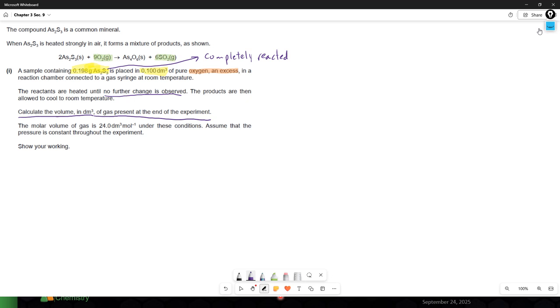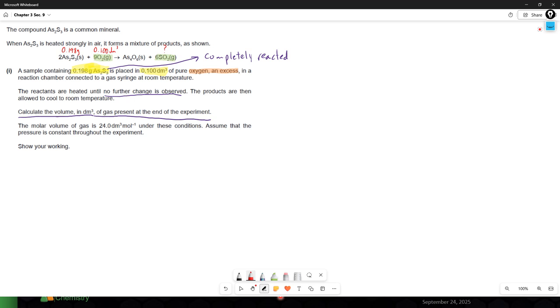Now, this is where things get hard, because we need to keep track of things. What I like to do to keep track of things is to put these numbers on top of where they belong. So we know we have 0.198 grams of this As2S3, and we know all of that is used. We know we had 0.100 cubic decimeters of oxygen, and we know that's in excess. So what are we trying to find here? We're trying to find the amount of SO2 that was created and how much O2 is left over. So let's start with the easy one, which is the amount of SO2 created.